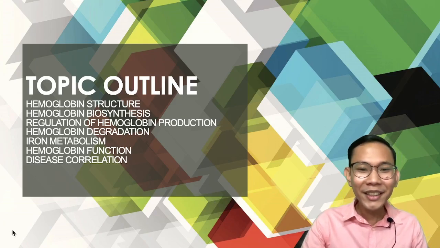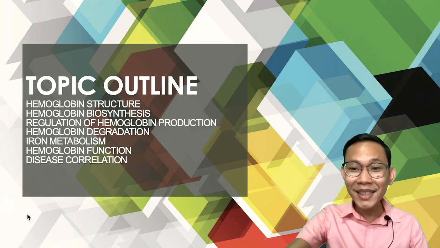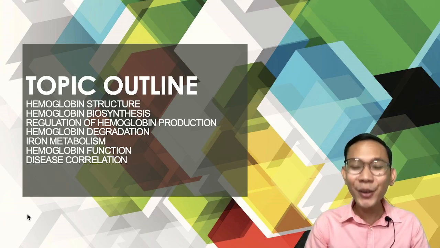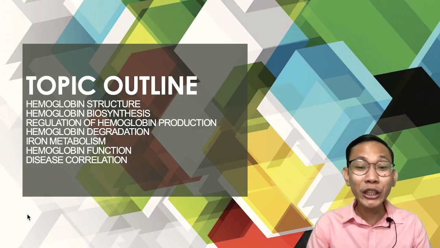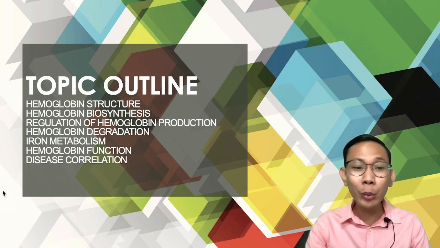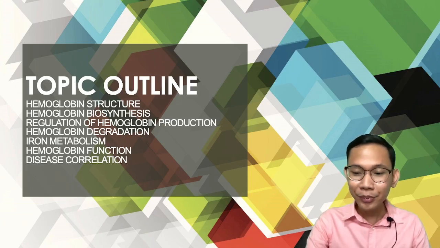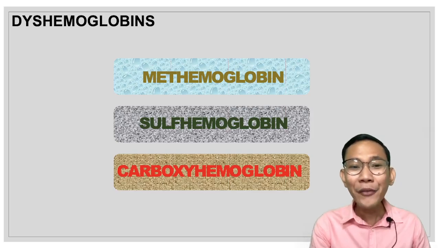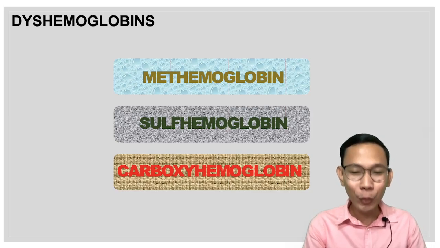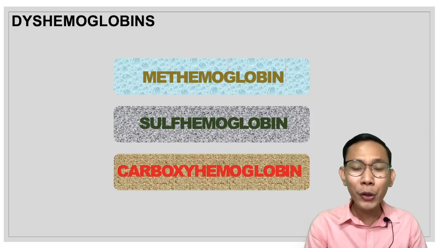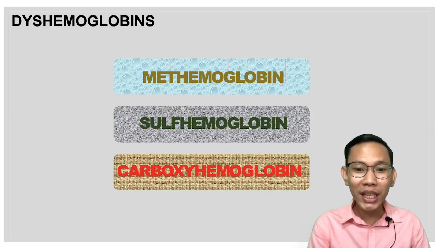So, again, this is already my last discussion, the disease correlation. Let's try to determine the different disease correlations related to your hemoglobin synthesis. We have these hemoglobins: your methemoglobin, your sulfhemoglobin, and your carboxyhemoglobin.